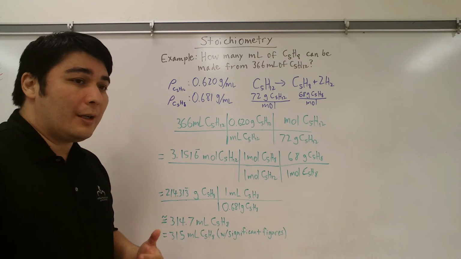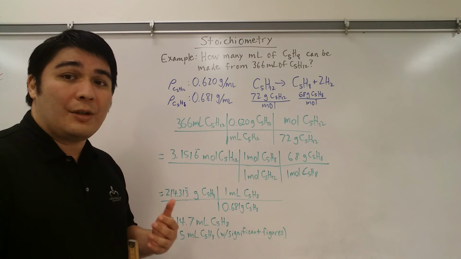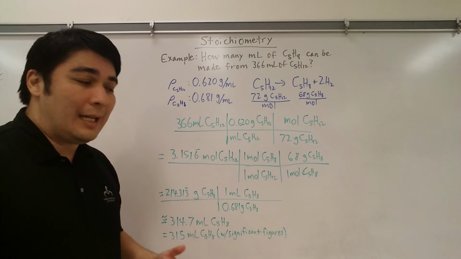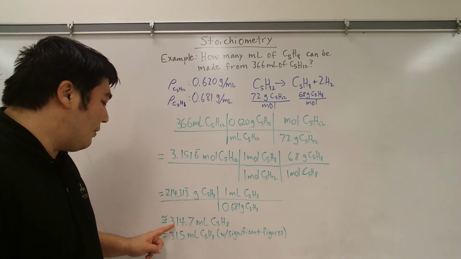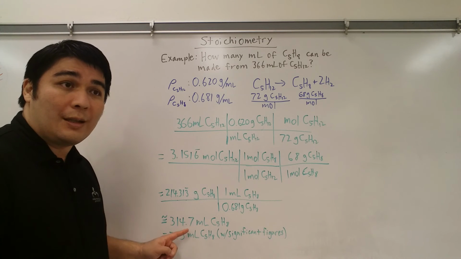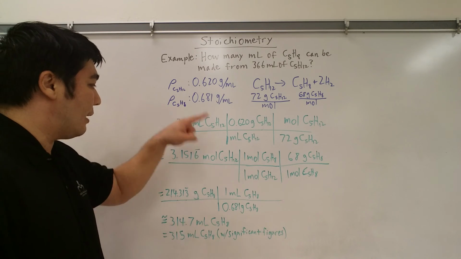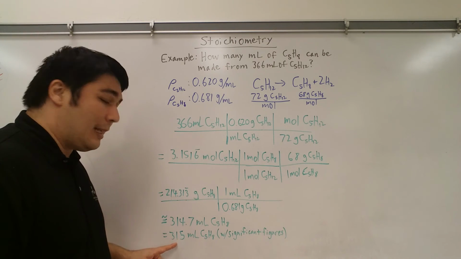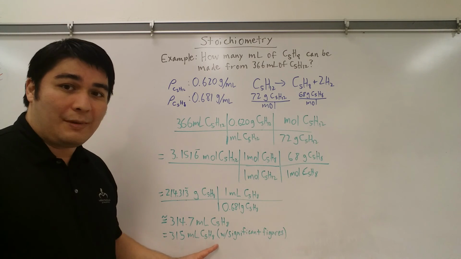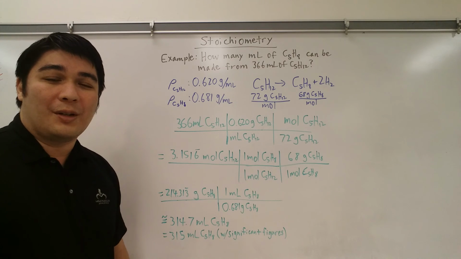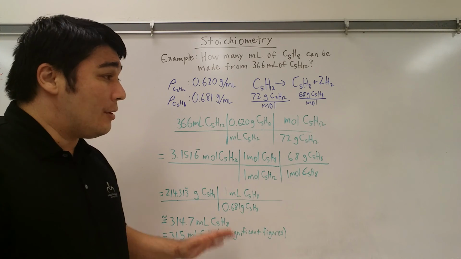However, I did want to give you the answer in significant figures. So to get the answer in significant figures, you would need to round it to the 3 significant figures that are given in the problem. So that's why the answer comes out to 315 milliliters of C5H8. And that's why I left that little note over there for you. So that's how you solve this problem.